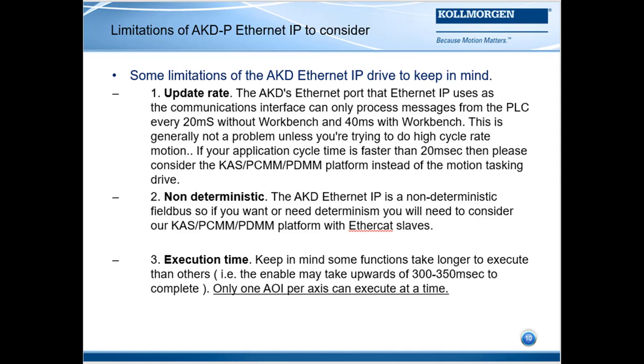There are some limitations to consider and keep in mind. The update rate. The AKD Ethernet port, that Ethernet IP uses as the communication interface, can only process messages from the PLC every 20 milliseconds without Workbench and 40 milliseconds with Workbench. This generally is not a problem unless you are trying to do high cycle rate motion. If your application cycle time is faster than 20 milliseconds, then please consider the KAS PCMM PDMM platform instead of the motion tasking drive.